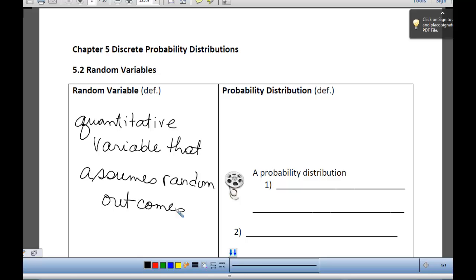So it has to be quantitative, and the outcome that it takes on is randomly assigned. Before technology and all that, we don't say how many children there will be, how many boys or girls there will be in 3 children. The probability distribution could be a chart, it could be a graph.